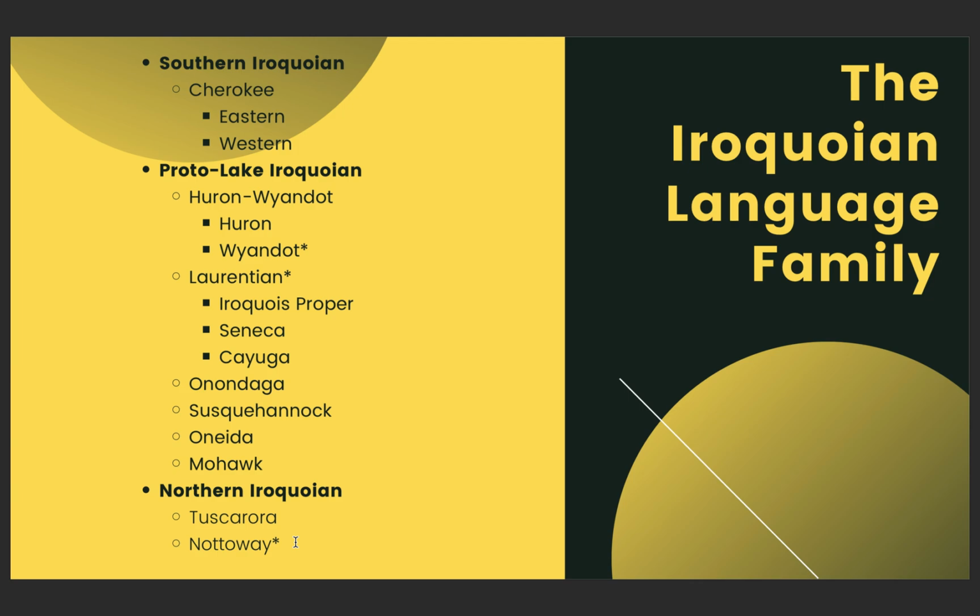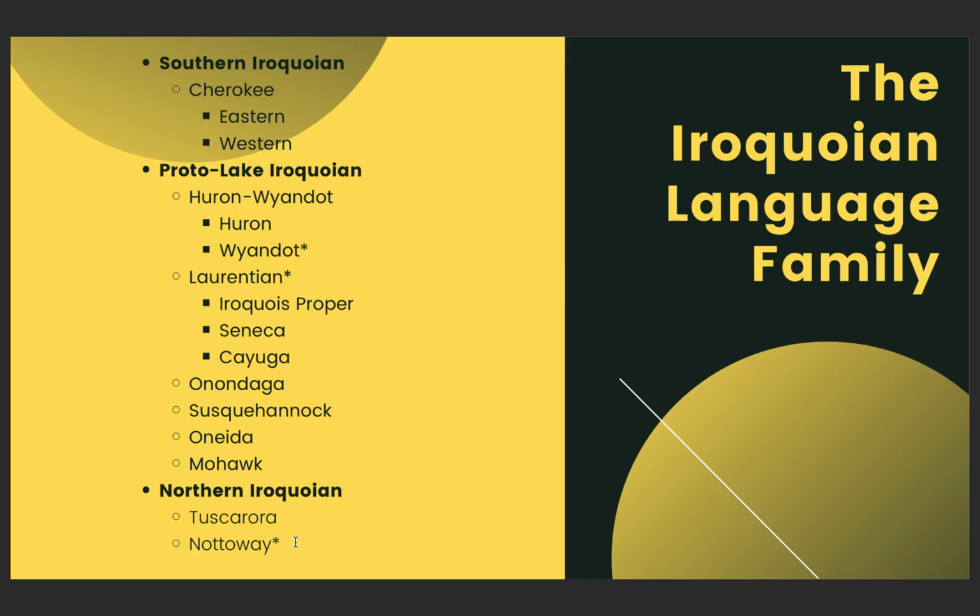Okay, so back to our breakdown of the Iroquoian language family. We have different branches on this language family tree. So you have the Southern Iroquoian, the Proto-Lake Iroquoian, and the Northern Iroquoian. And so Southern would be Cherokee, and you have the Eastern and Western dialects. Proto-Lake would be Huron Wyandot, and those are 2 dialects, Huron and Wyandot.